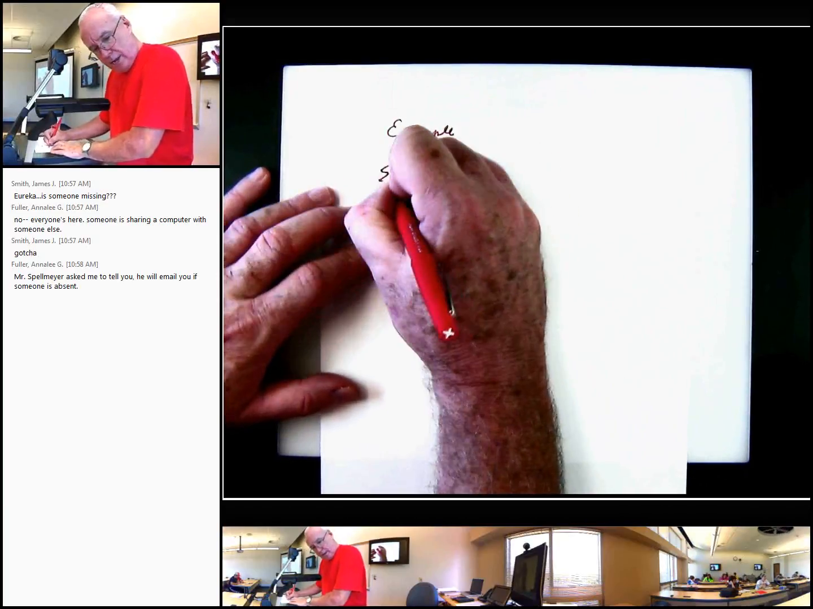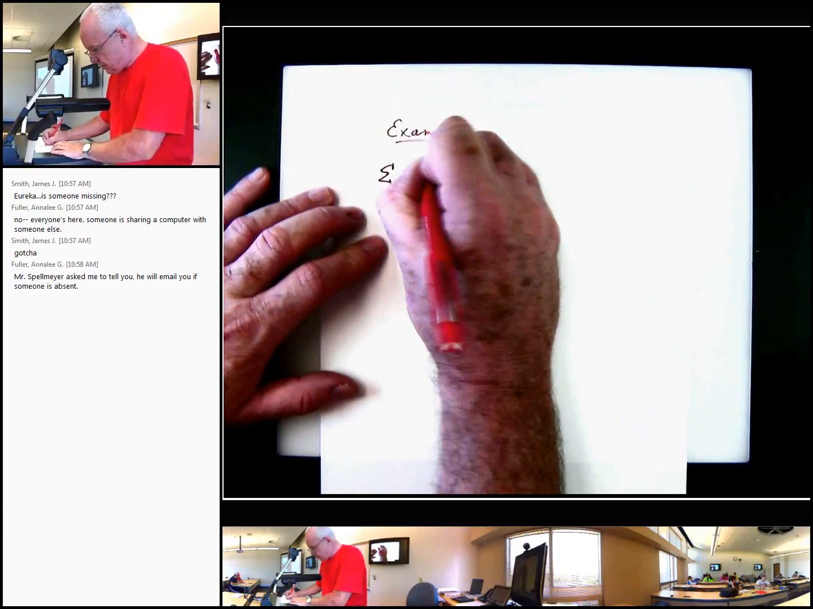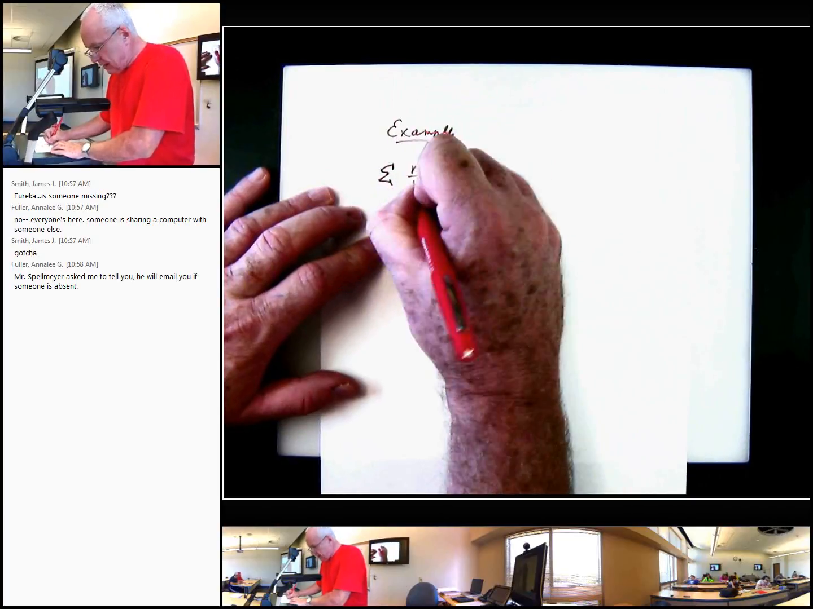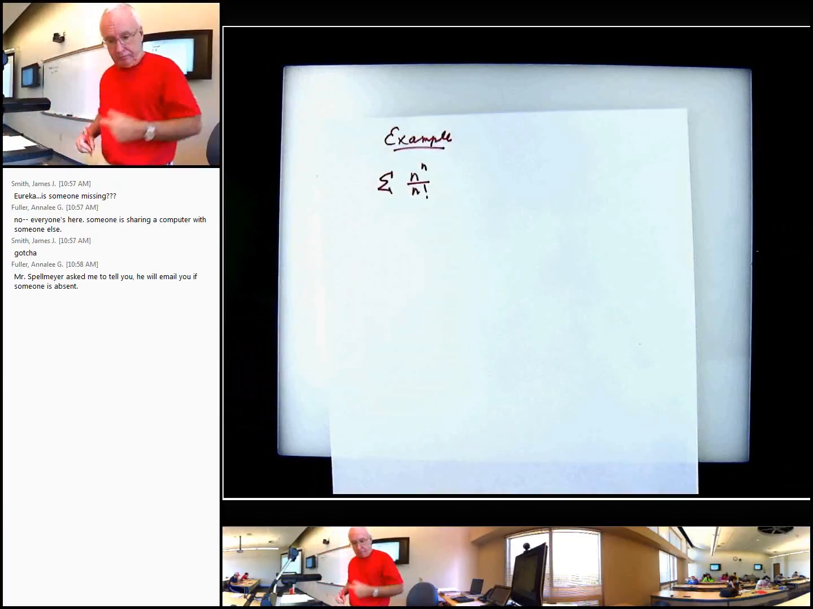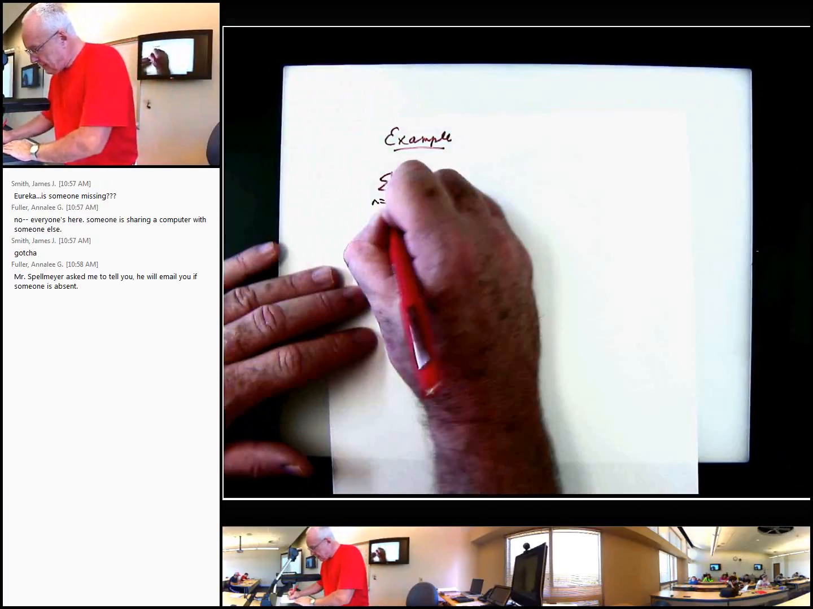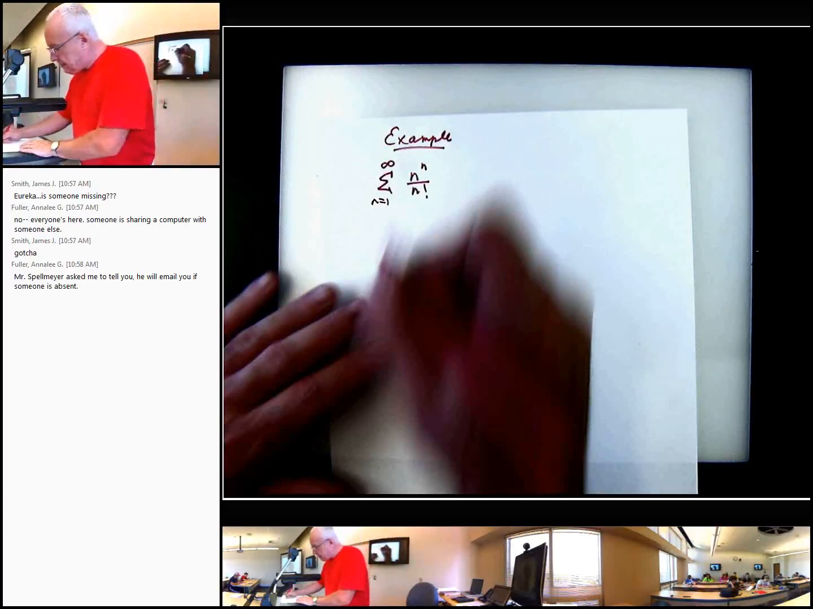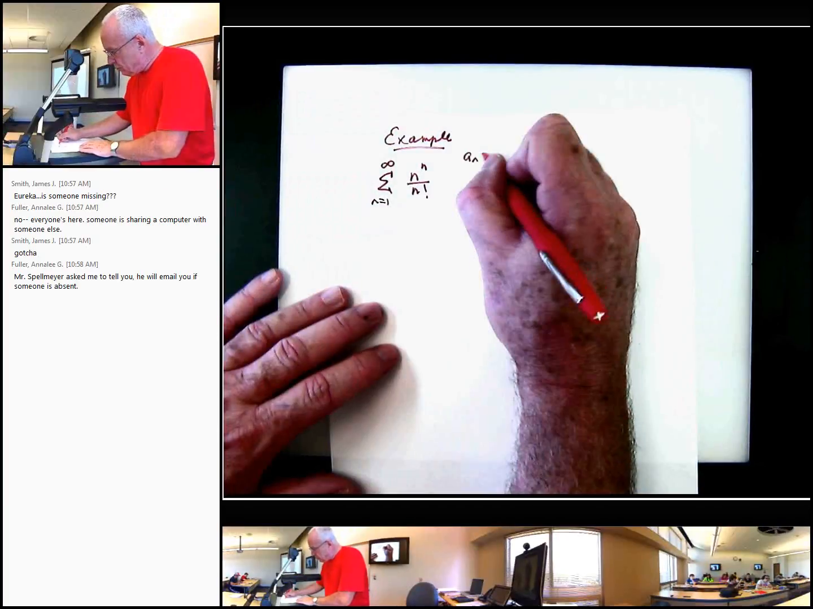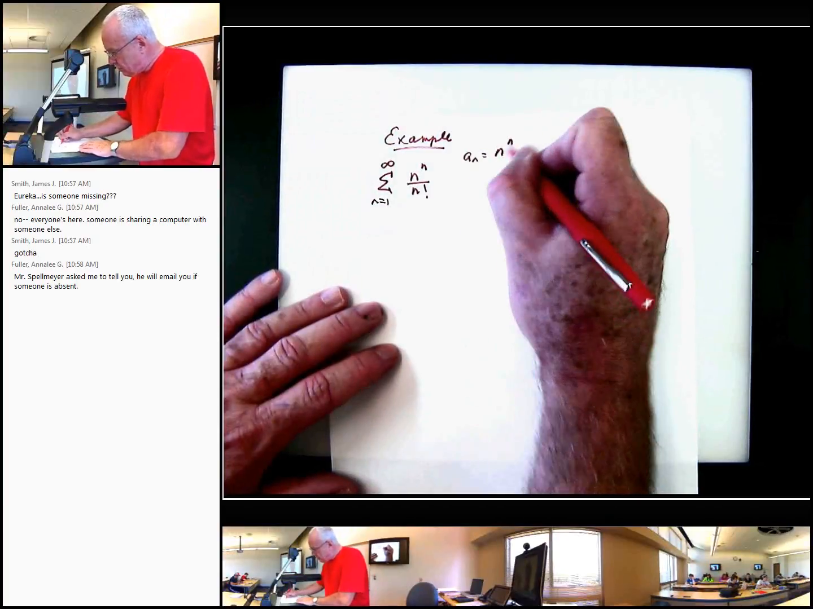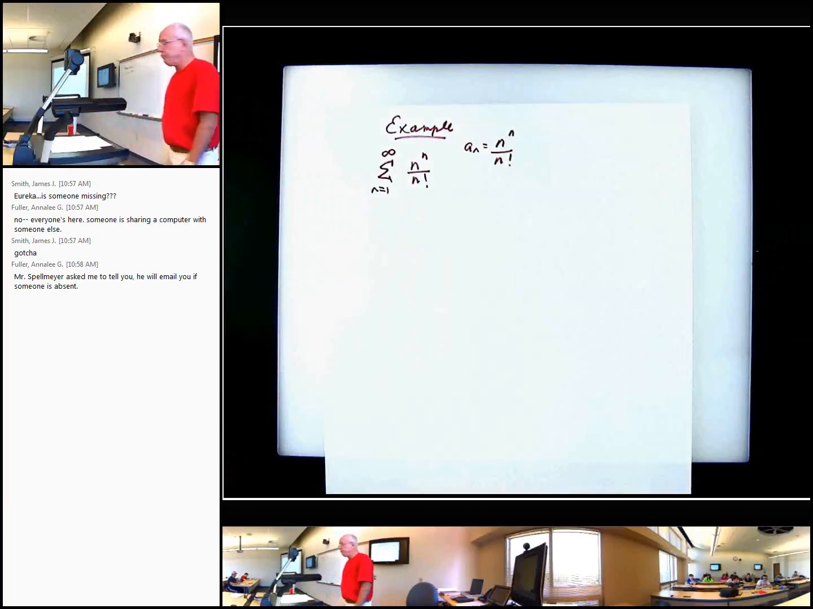Okay, so here we have the sum of n to the n power divided by n factorial as n equals 1 to infinity. All right, so our a sub n here is equal to that n to the n power divided by n factorial.